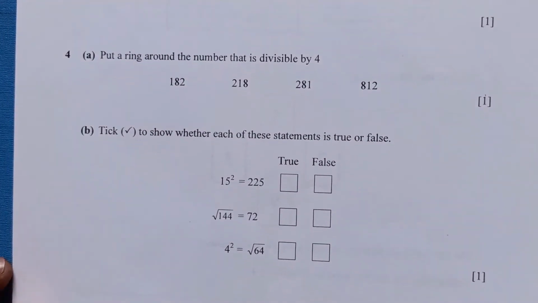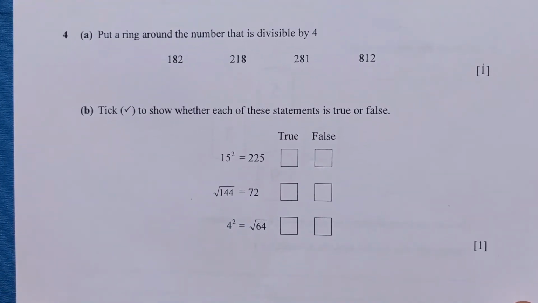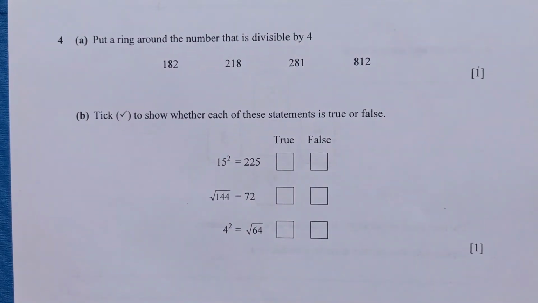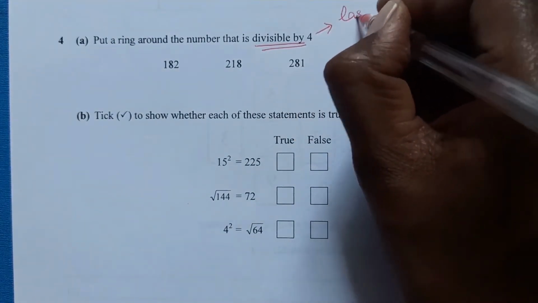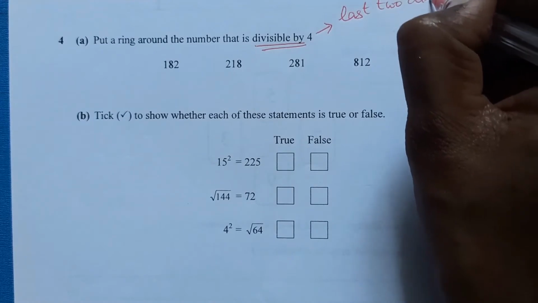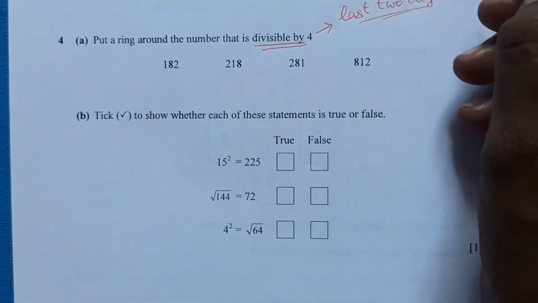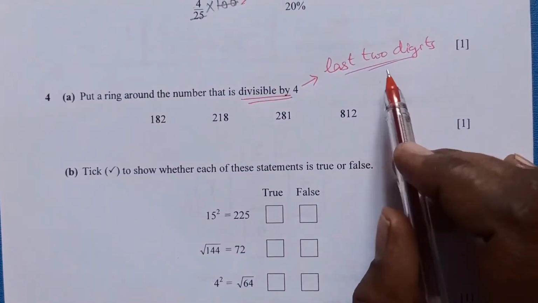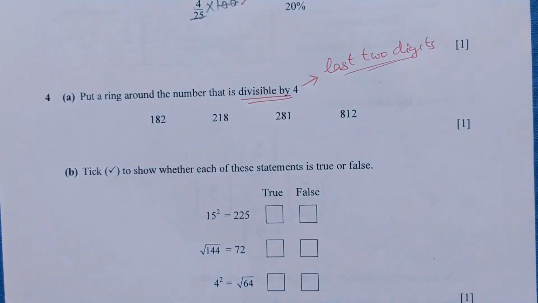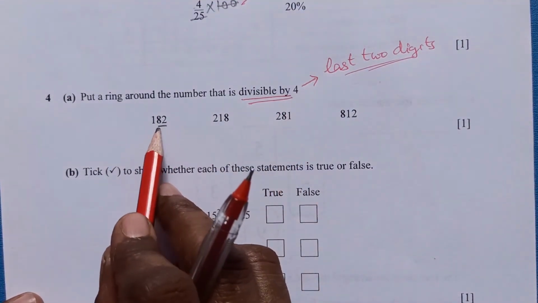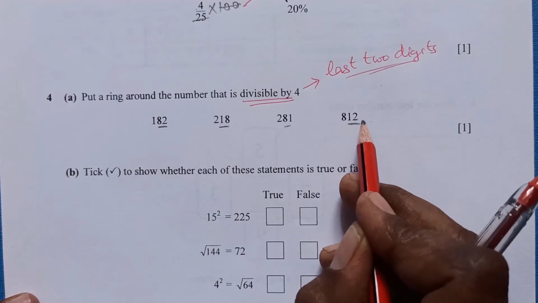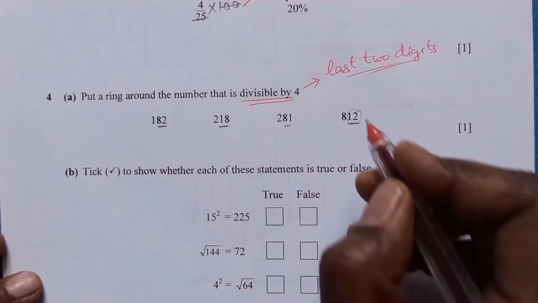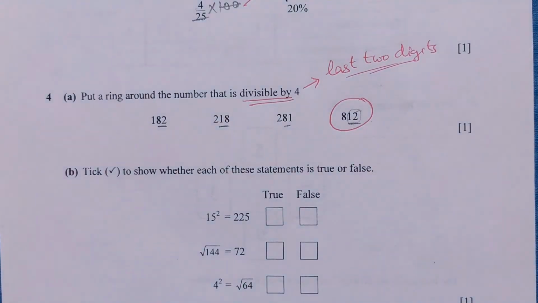Now question 4 part 1. Put a ring around the number that is divisible by 4, right? To check the divisibility by 4, you just need to check the last two digits. If the last two digits are a multiple of 4, then the number is divisible by 4. Now here the last two digits 82 is not a multiple of 4. 18 is not, 81 is not, but 12, yes, 4 times 3 is 12. So we can just look for this. So this is the number which is divisible by 4.